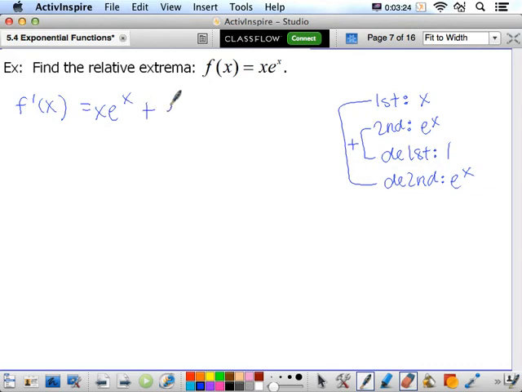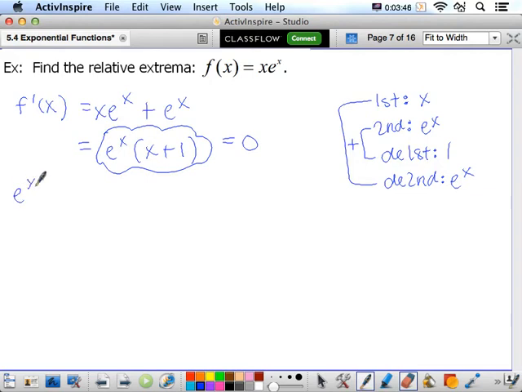So we have x e to the x plus 1 e to the x. Okay, so there's our derivative, and we can factor what out? e to the x multiplied by x plus 1. So there's our factored derivative. And we do want it factored because we're going to set it equal to 0 and solve each factor equal to 0. So if I set that equal to 0 to find my critical numbers, I have e to the x equals 0, and I have x plus 1 equals 0.